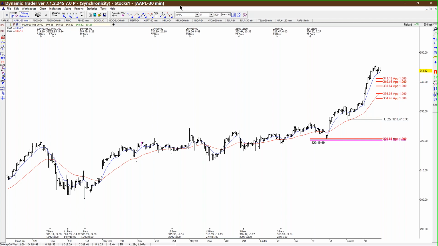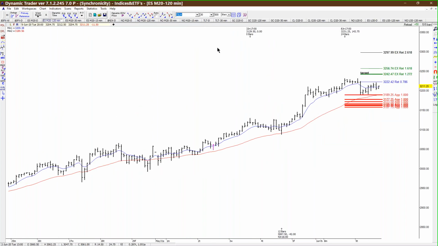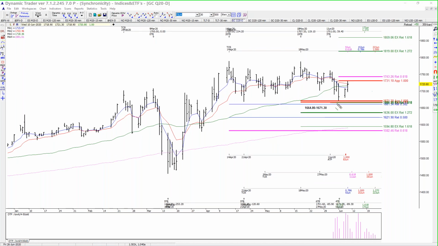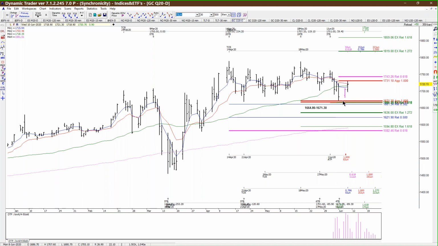Here's an example in, okay, let's see. Okay, like gold. This was a setup. We had price work, 1664 to 71. That was mostly symmetry and a 1618 extension. And I had timing also. Now I didn't have all the moving averages in the right place. Price was above the 200. Price was below the 50 when we tested support, and also the 5 and 13 were in a sell mode when we tested the support. So this is not as high a probability as the pullback that we had in Facebook.